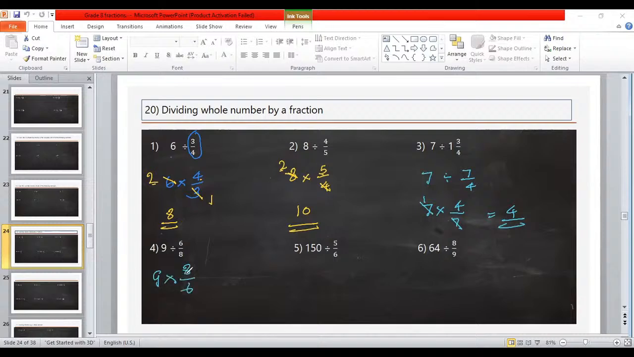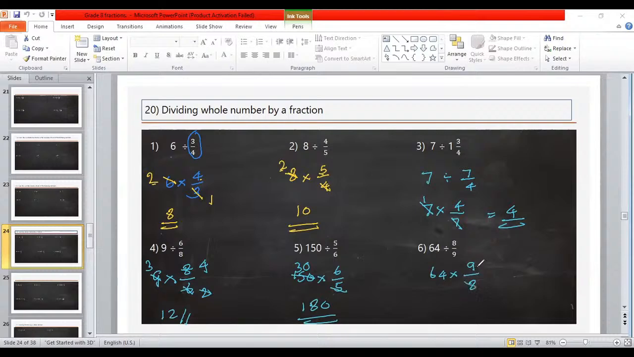Now cancel. How many twos? 2. How many threes? 3. How many 2's here? 4. 4 times 3, what is the answer here? 12. 150 multiplied by 6 over 5. Right? Reciprocal. Then 150 divided by 5, 30. 30 times 6, 180.